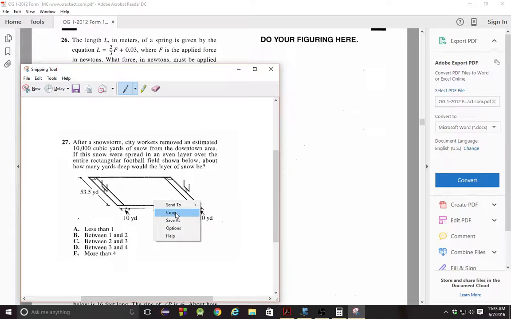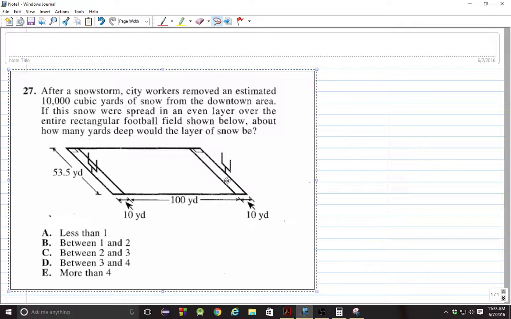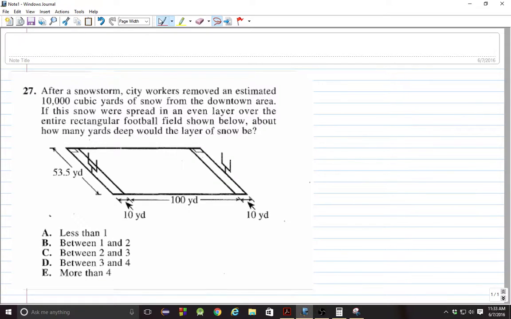Number 27. After a snowstorm, city workers removed an estimated 10,000 cubic yards of snow from the downtown area. If the snow were spread in an even layer over the entire rectangular football field, shown below, about how many yards deep would the layer of snow be? It's important to remember that the entire football field is not just these 100 yards. It's also these 10-yard intervals right here.